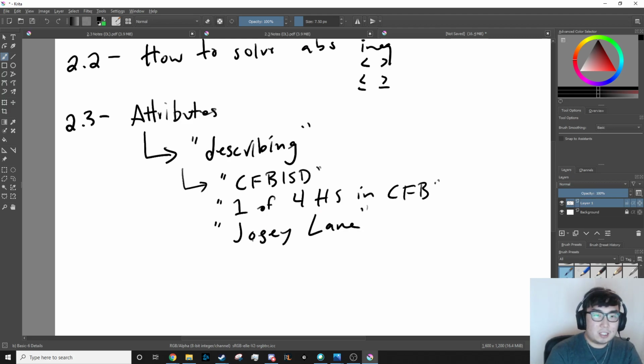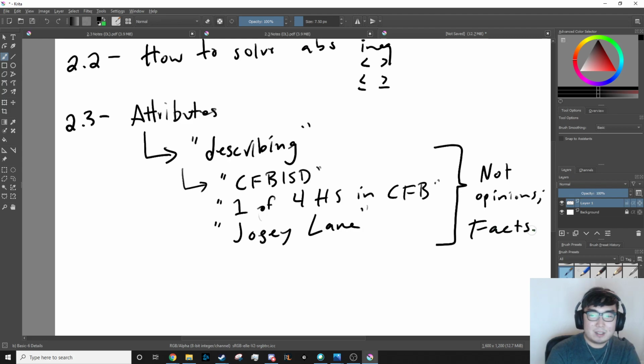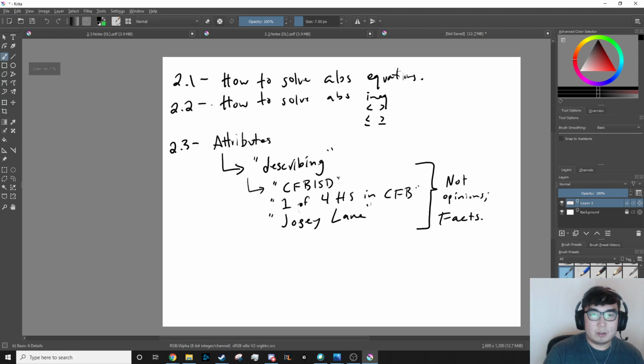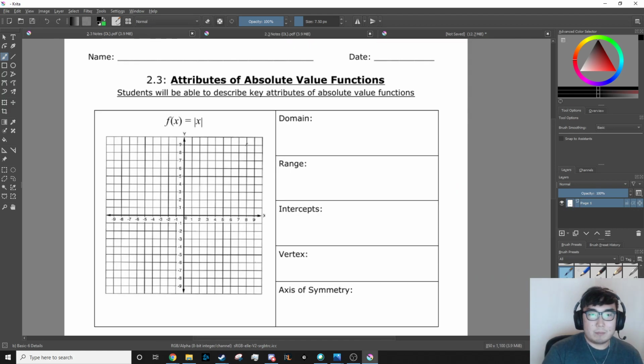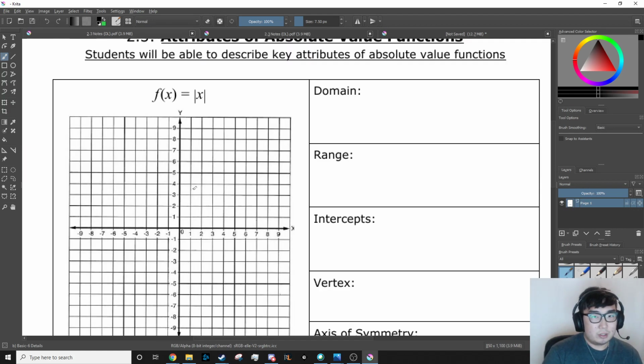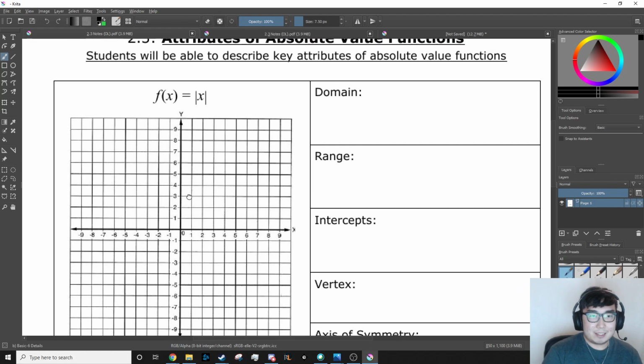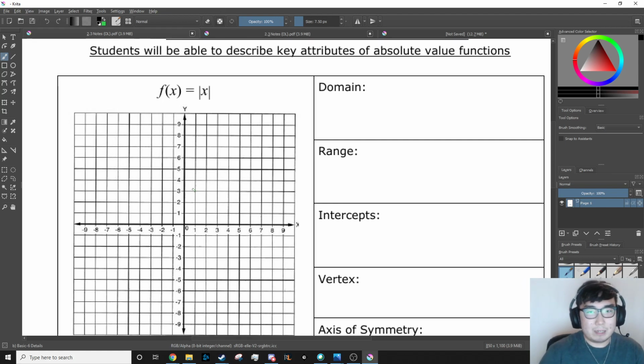All of these things that I'm describing about Newman Smith High School, these are all true. They're not opinions. They're facts. As in, when I go to my absolute value function, we're going to be talking about the facts. So students will be able to describe key attributes of absolute value functions.